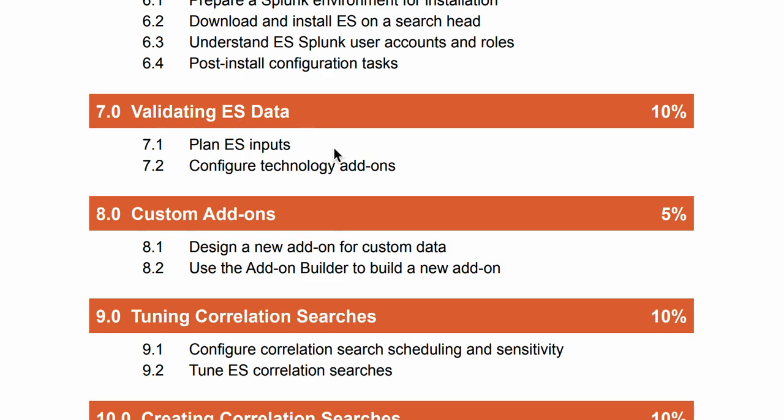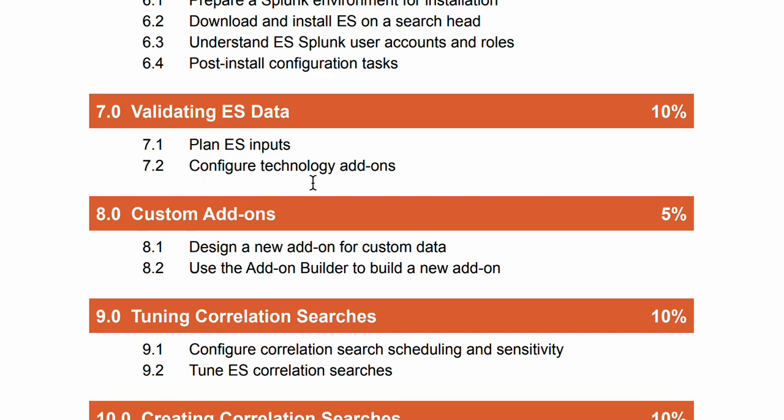Data validation, like if you have installed everything and done the configuration, now the second point is planning ES inputs. Input is nothing but whatever data you are ingesting into Splunk. Data will come to Splunk, and then you will create security rules out of it. So as per your security rules or requirements, you ingest data in core Splunk and use that input data into ES.